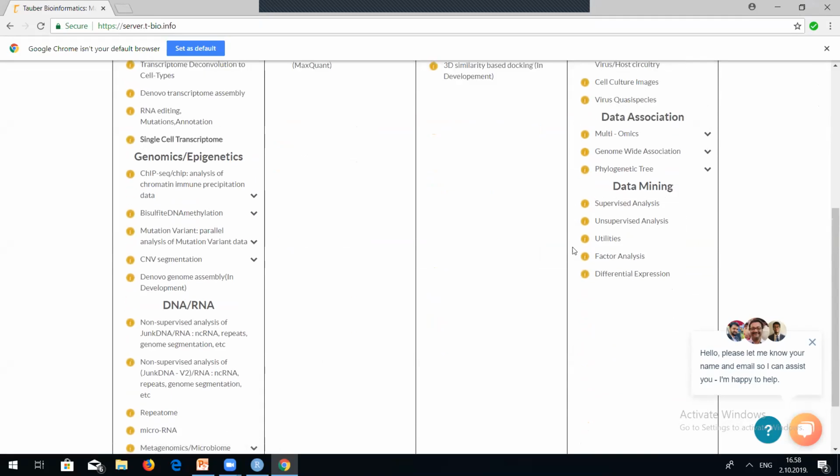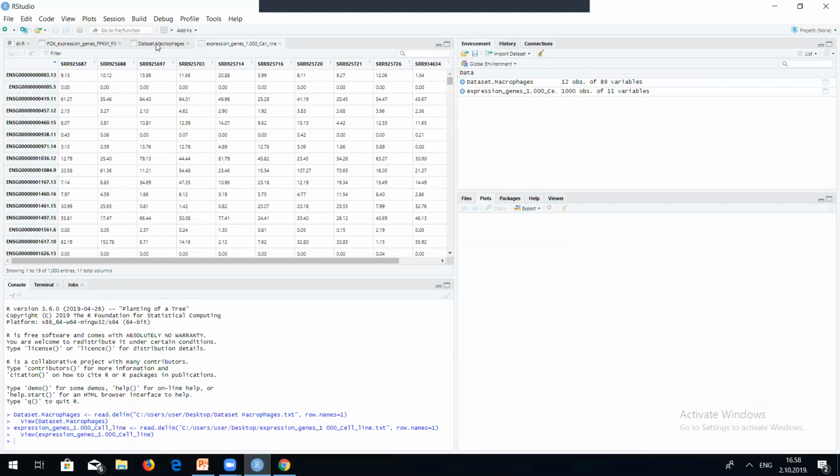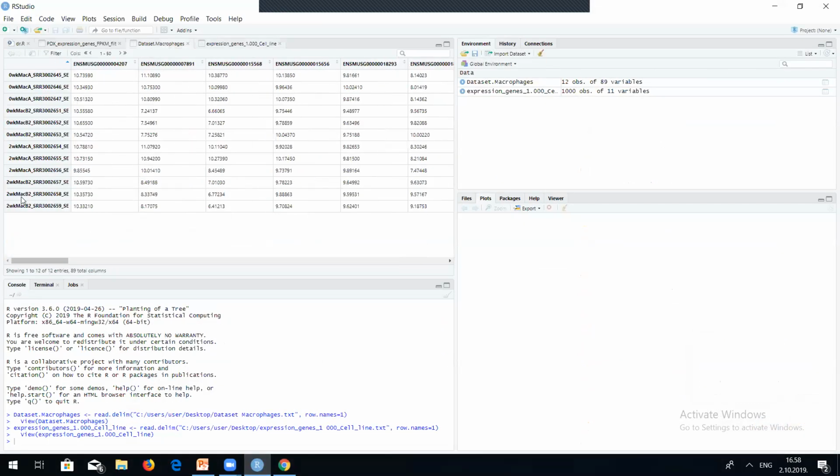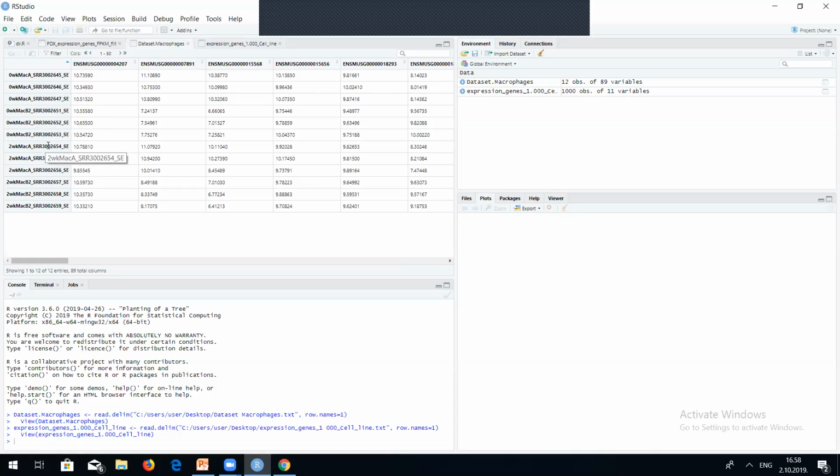Here are two types of machine learning that could be used on the T-Bioinfo platform. They're here under the data mining section. Supervised analysis would generally be used on data sets like this. We have that labeling that could divide our data set into categories: 0 week, 2 week, different types of macrophages, etc.